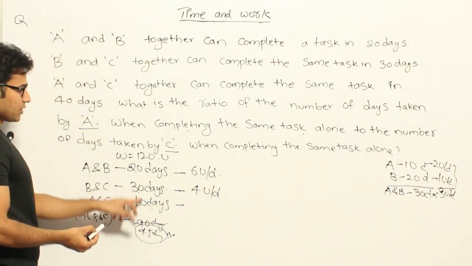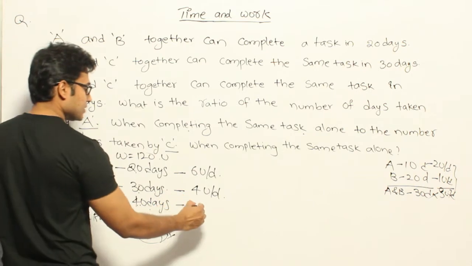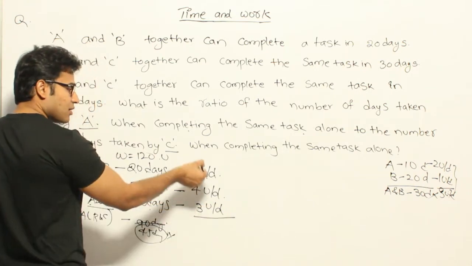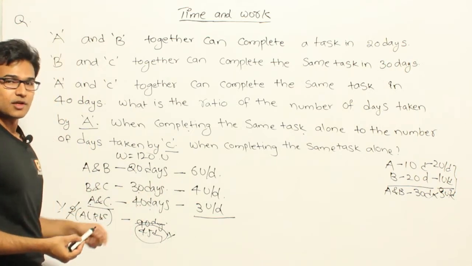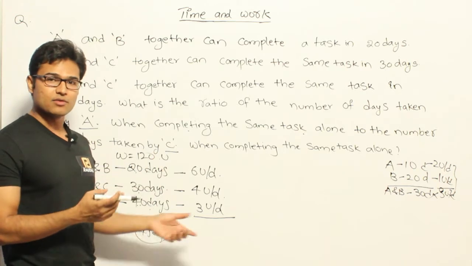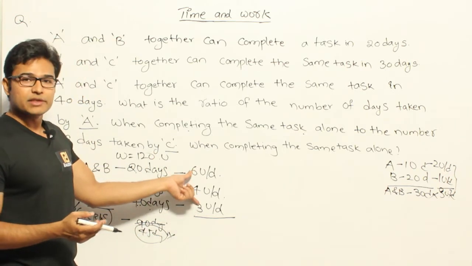What is the rate at which these are working? 120 by 40, which means 3 units per day, right? Now it is meaningful to add them all up, isn't it? Because when all of them are working together, obviously the rate has to increase, therefore the addition applies here.